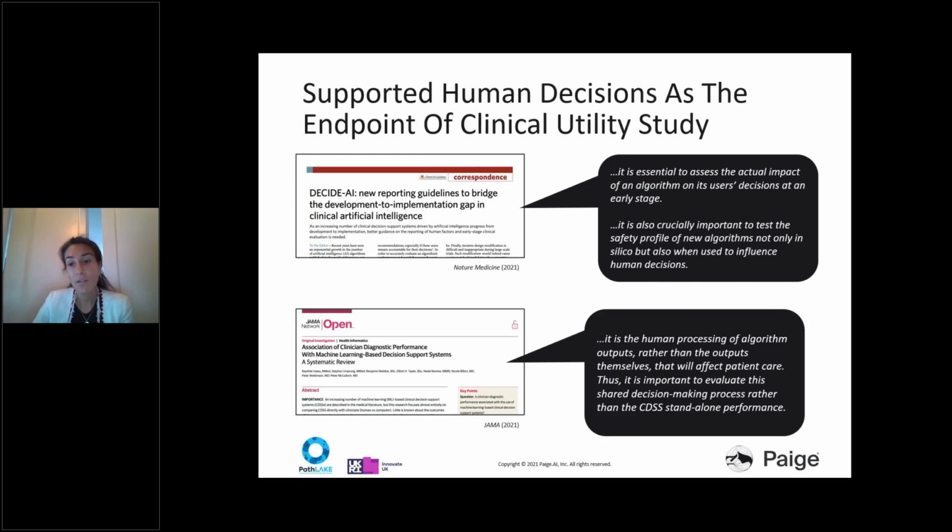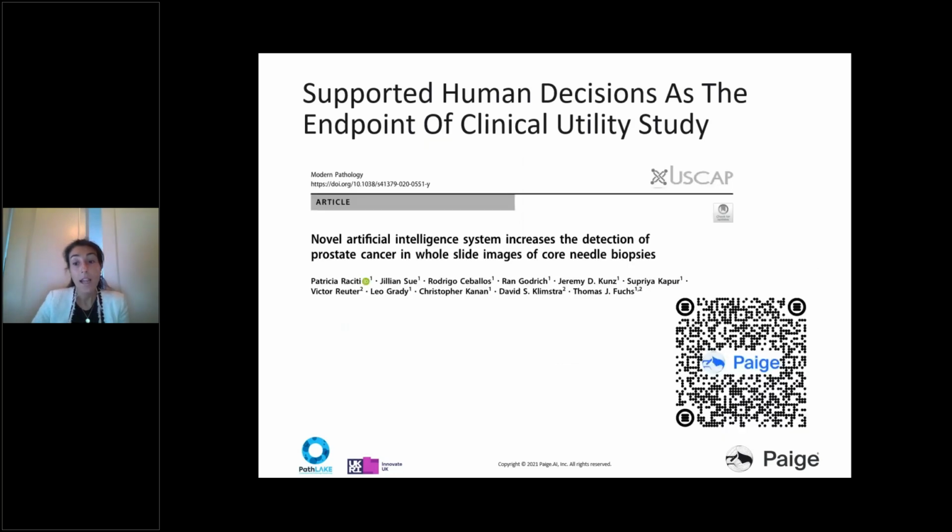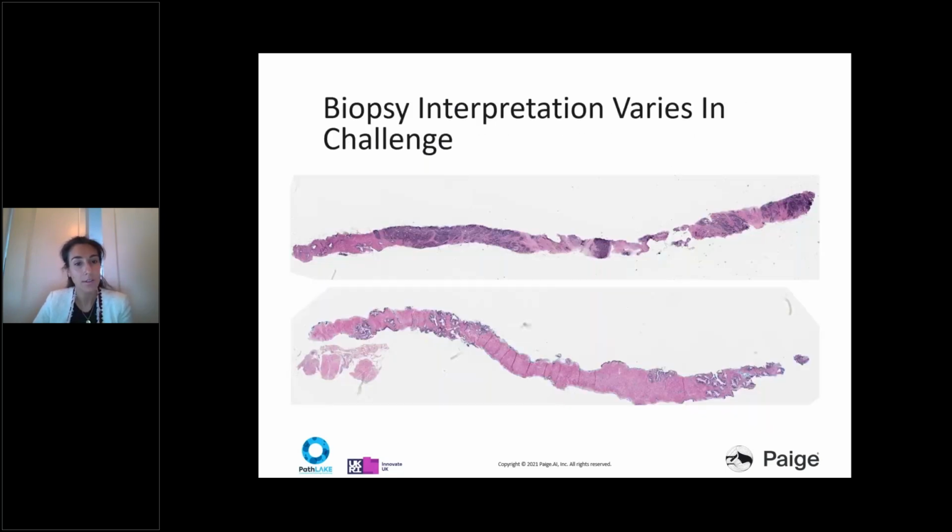And this belief is shared by other thought leaders. There's recent and clear momentum in the clinical research field to focus on the human-AI combination, as outlined in these timely letters and studies. And this at Paige is what we've done. We conducted a study where supported human decisions were the endpoint in assessing clinical utility. So I'd like to delve into our clinical work on prostate cancer detection, evaluated in the hands of a pathologist.